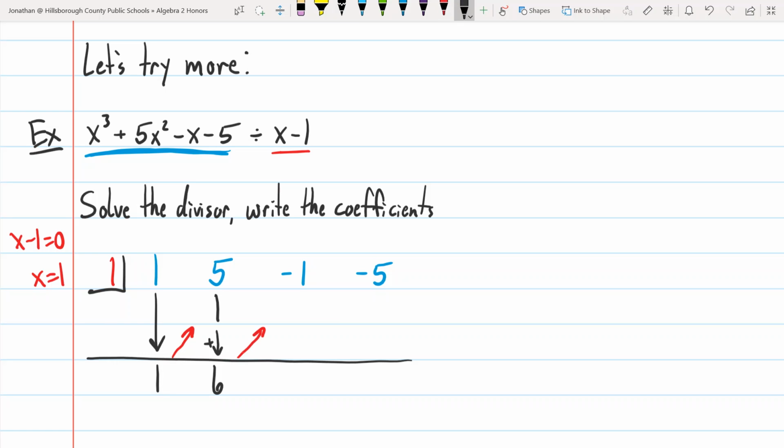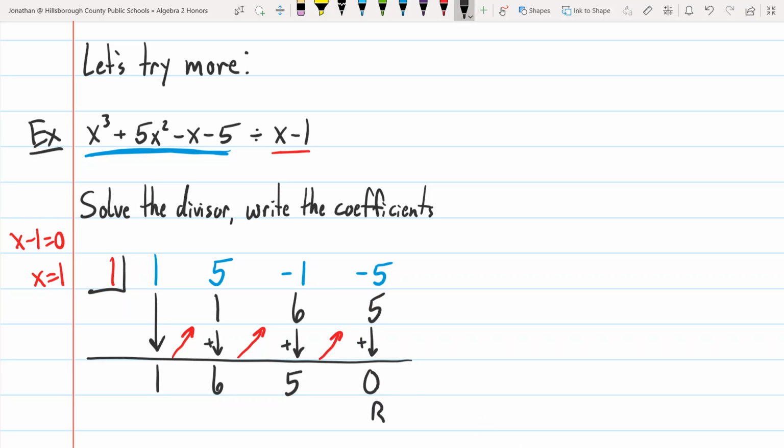Multiply across again, 6 times the 1 in the box is 6. Add down, 6 plus negative 1 is 5. Multiply diagonally. 5 times the 1 in the box is 5. Add down, and we get 0. This just means we have a remainder of 0.